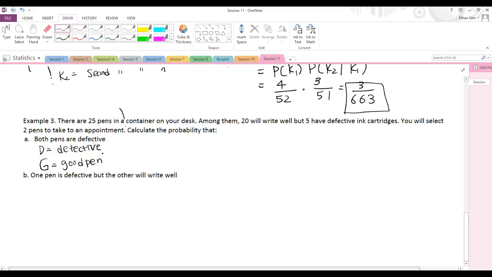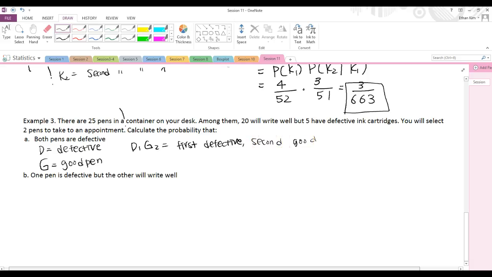Alright, so we are going to use subscripts to denote the order of selection. For example, if we say D1, G2, that means the first is defective and the second is good. Alright, so these are the events that we're going to use.